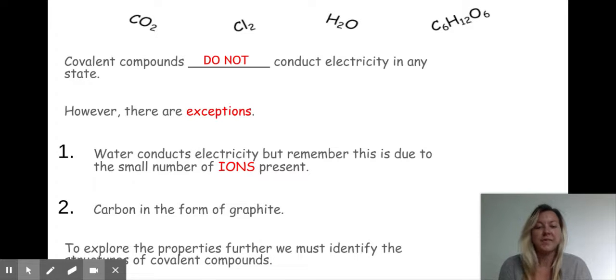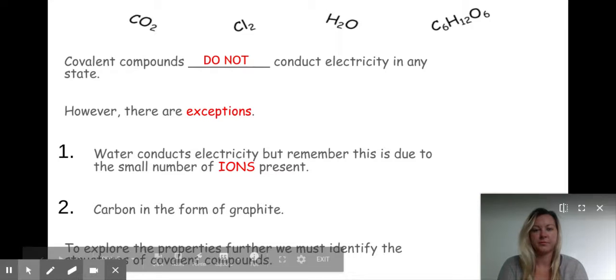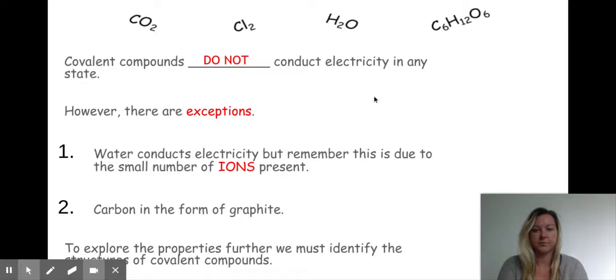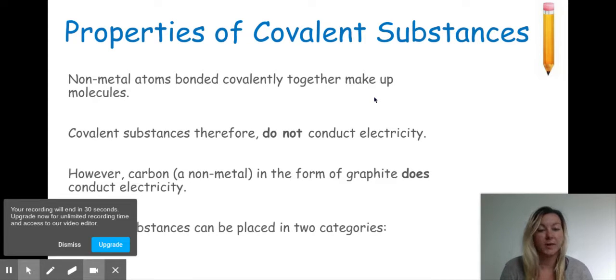So we have to kind of identify the structures of covalent compounds. So you have a little note to take here, which is properties of covalent substances. So just a wee couple of reminders. Non-metal atoms bonded covalently together make up molecules. Covalent substances do not conduct electricity because obviously they are made up of non-metal atoms.